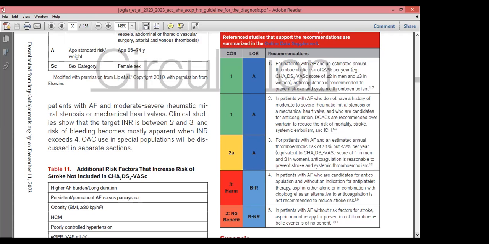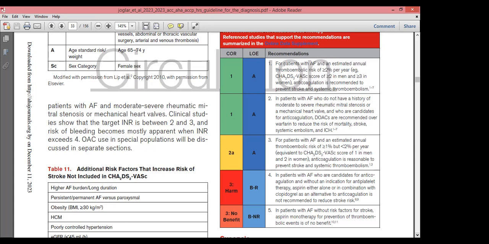It's like they are leaving the clinician to make the decision whether you want to anticoagulate, but they said it's reasonable. So if you want to support your decision of anticoagulating them, look for other additional risk factors that are not in the CHA2DS2-VASc, and then go ahead and anticoagulate them.